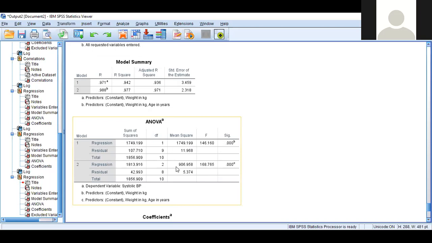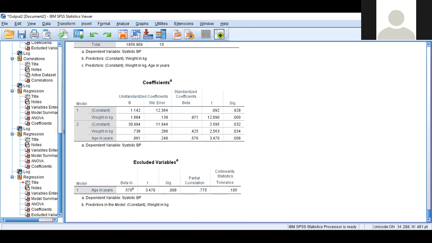Yes, sir. Can we see the coefficient? Look at the coefficient. I agree with you, sir. If you look at it, both of them are still significant, age and weight. But what it is telling you is that weight is contributing the most.